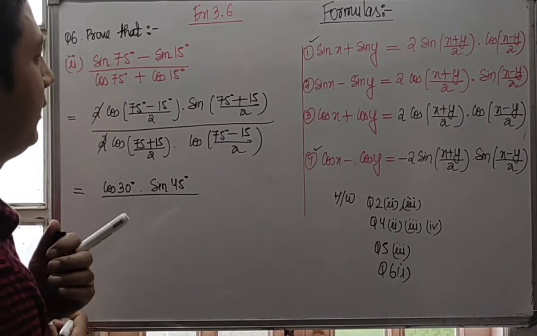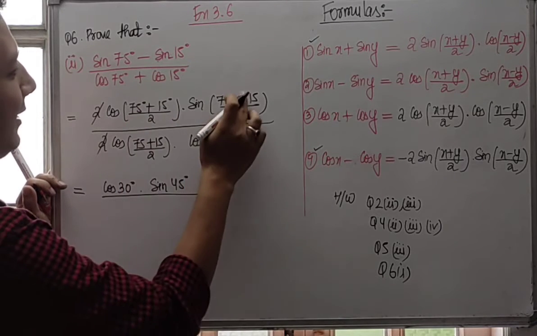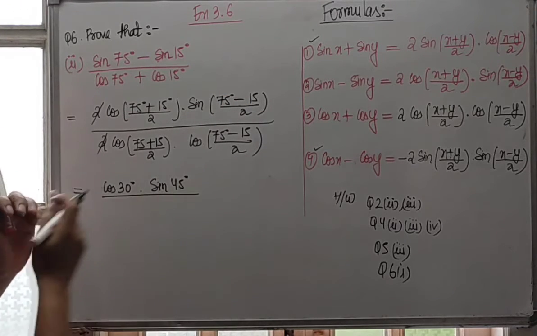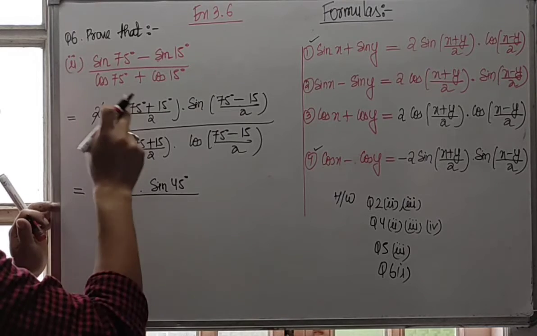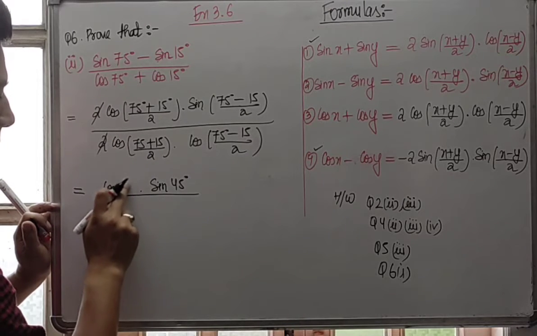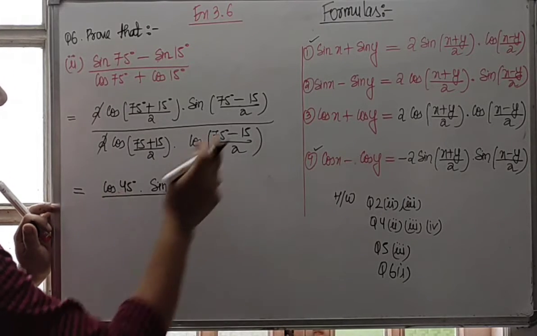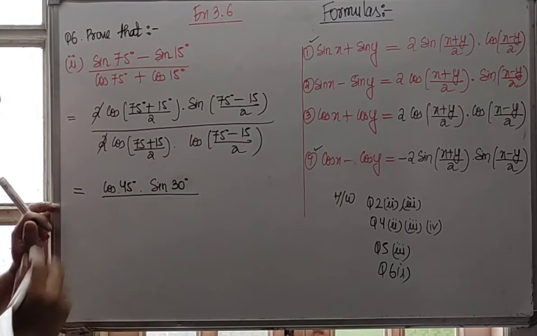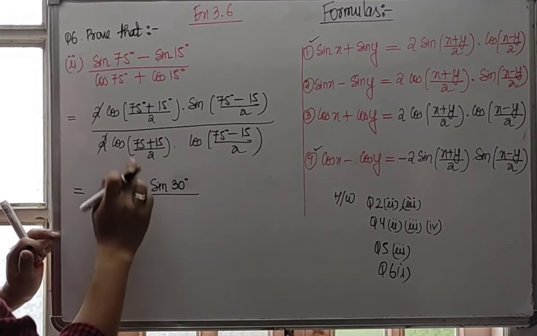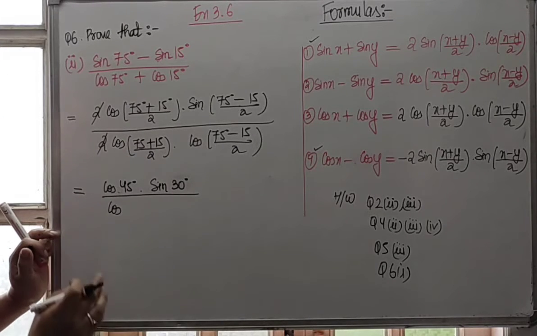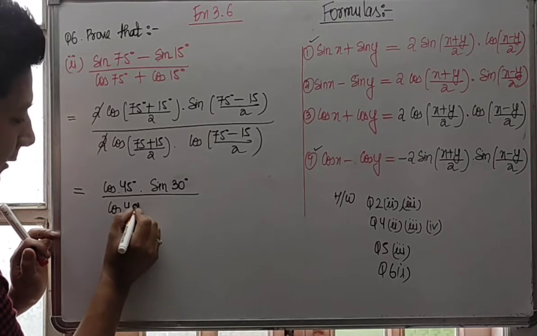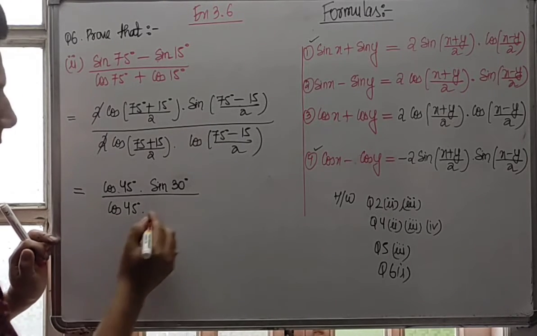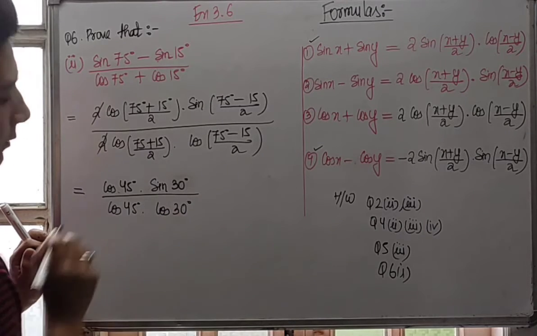Oh, please wait. This is plus and this is minus. How many times will I make the mistake? Okay, this is plus and this is minus, right? So therefore this is going to be cos 45 and this is going to be sine 30, I guess. Yes, right? And here again this is cos 45, isn't it? 75 plus 15 is 90, 90 by 2 is cos 45, and this will be cos 30 degree, isn't it?